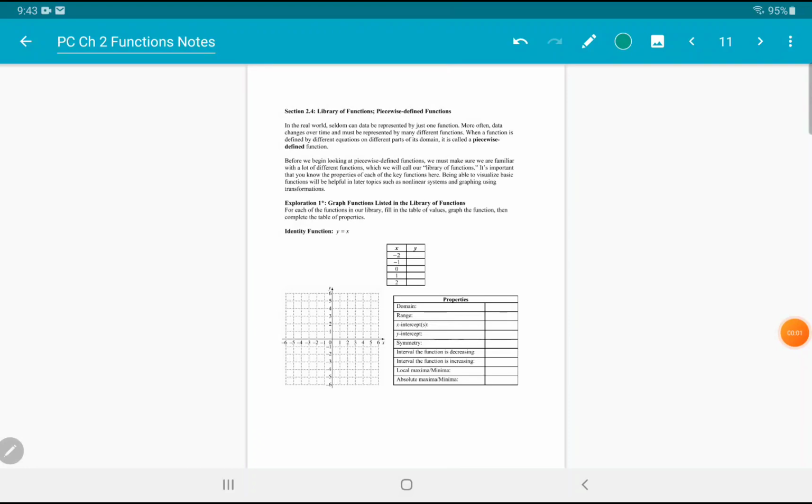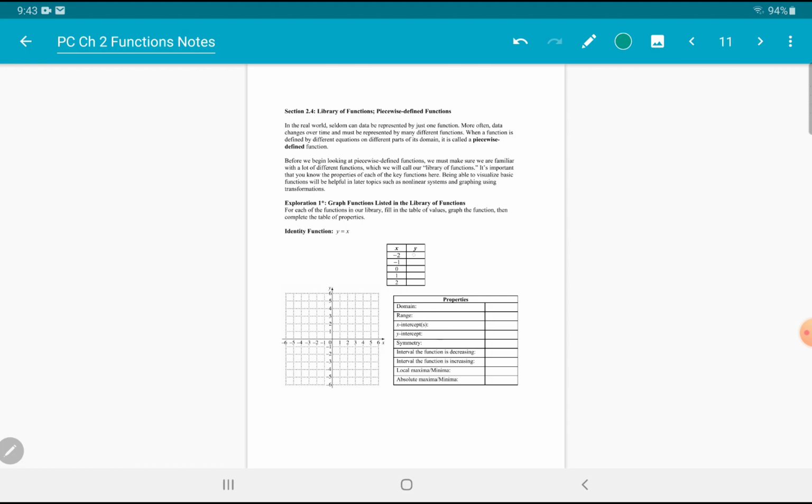In Algebra 2, you learned about a variety of different functions, parent functions to be more exact, and their properties. Let's review some of those properties here. Let's first start off with the identity function. So y equals x, we know that's just a linear equation, so that's just going to give us a line.